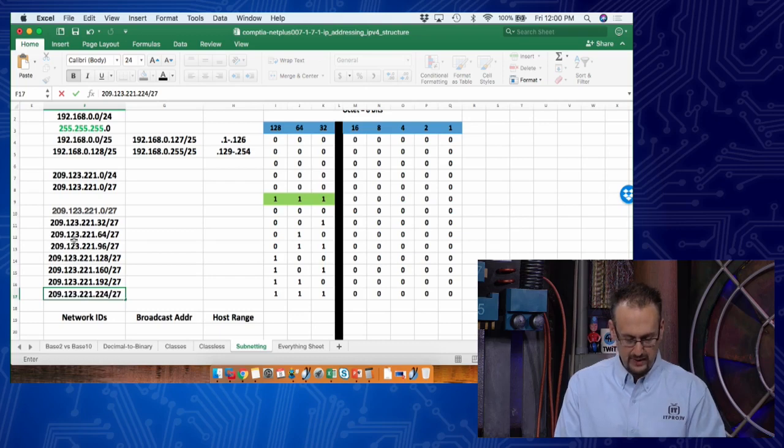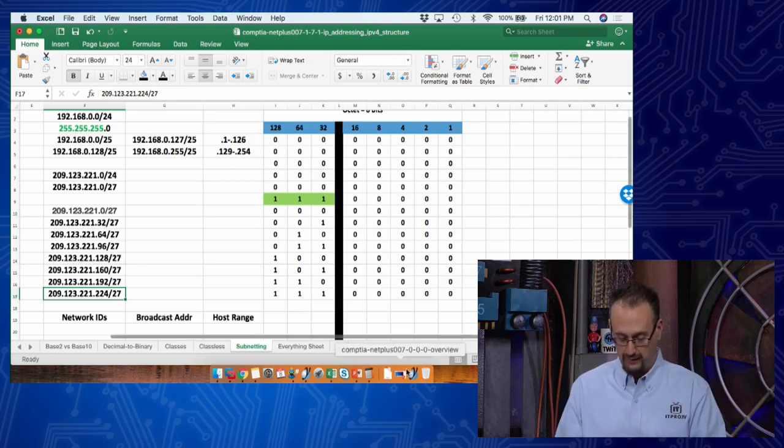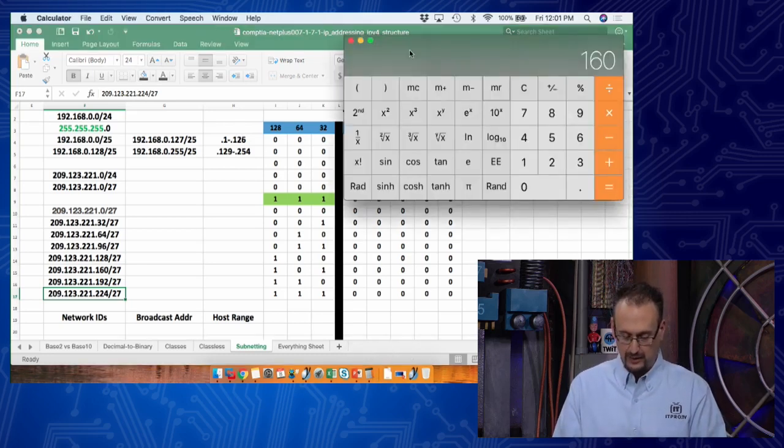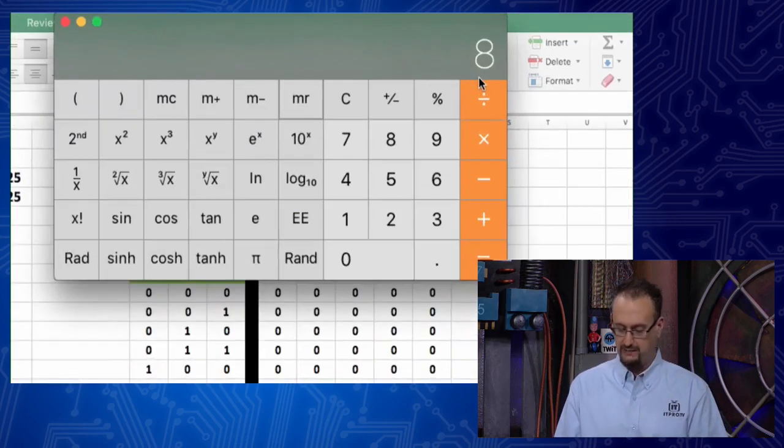209.123.221.224 /27. All right, so we've got what? 1, 2, 3, 4, 5, 6, 7, 8 networks. Remember, there's 8 possibilities. And how did we come up with those 8 possibilities? Well, you can do the math if you want on that one as well. And if we bring back our calculator and we clear this out, we can do 2 to the power of 3, those 3 bits. And notice that we have 8 right there.